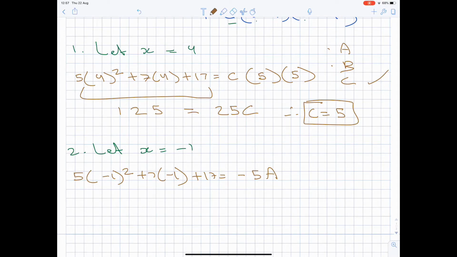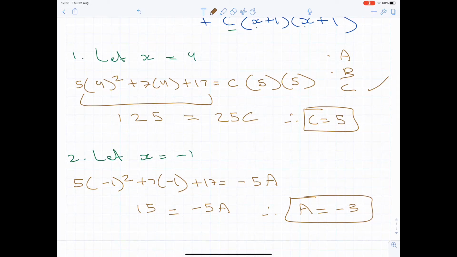So in terms of this answer, just double check if I've done it right. 5 minus 7 plus 17. So we're going to get 15. And right hand side minus 5A. So just divide through by minus 5 again. So we're going to get A as 15 divided by minus 5, so that's minus 3. So that's good. So now we've sorted out A and C. So all we have left now is just B now.